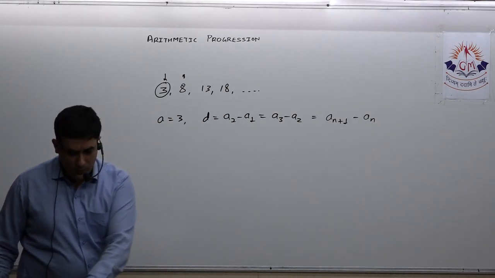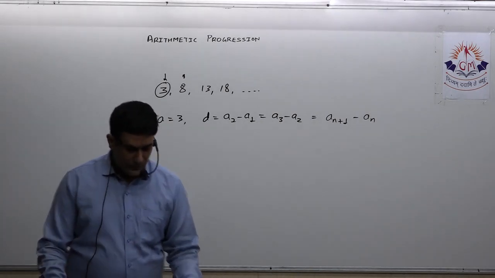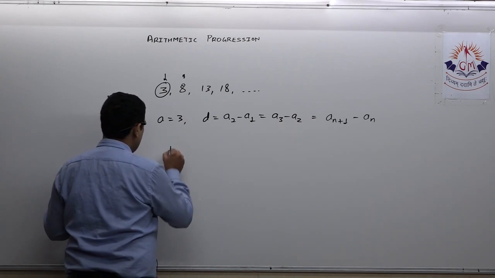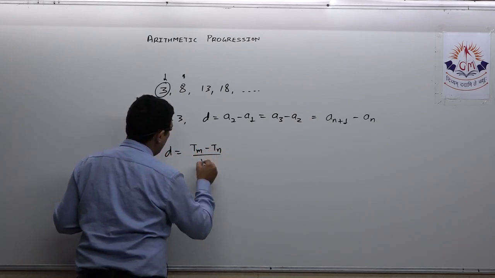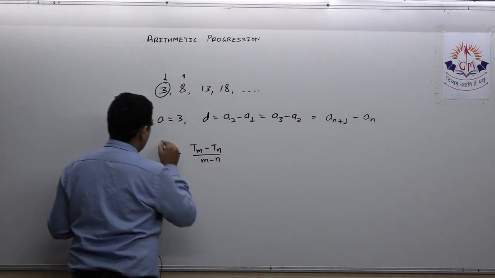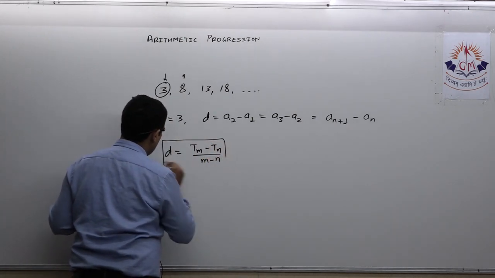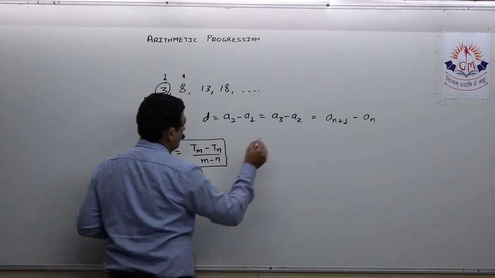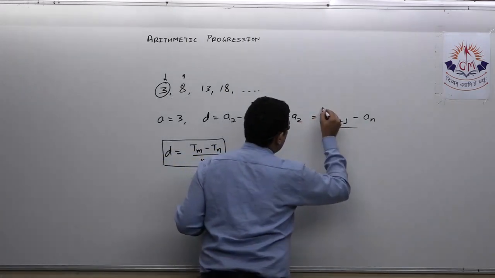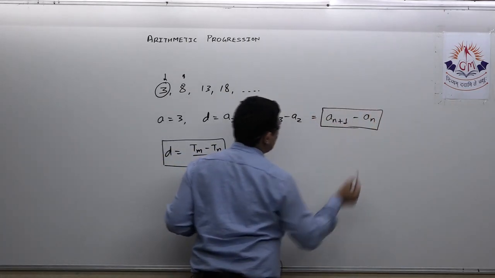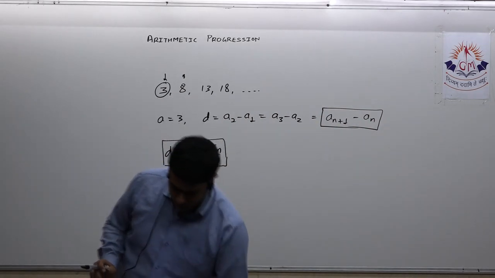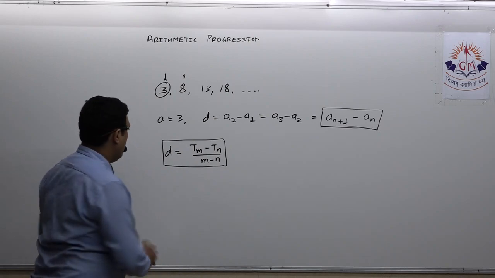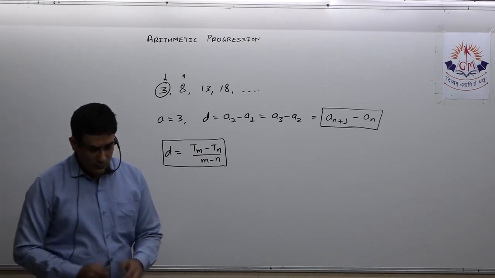There is one more formula of common difference, that is given by D is equal to Tm minus Tn upon m minus n. So this is one of the formulas of the common difference, and this is one more formula that can be asked directly in an MCQ part or in a 1 mark question. Okay, now after this we'll see the questions.